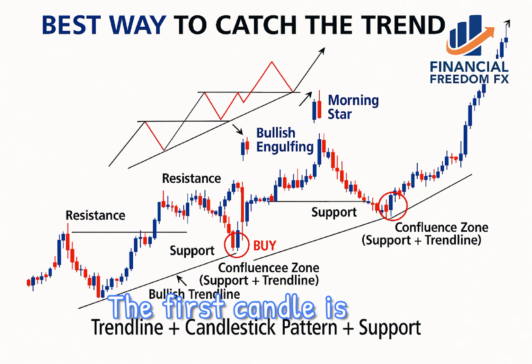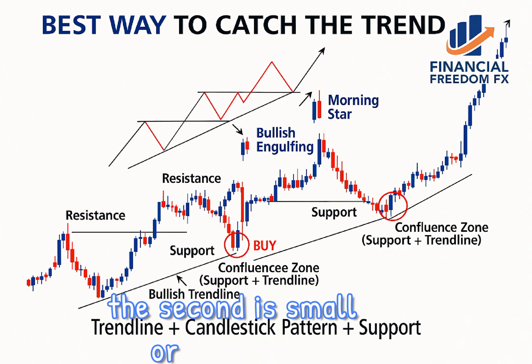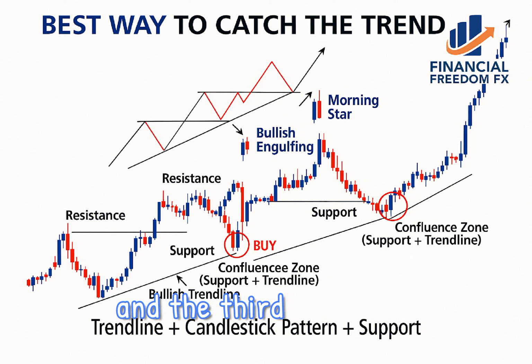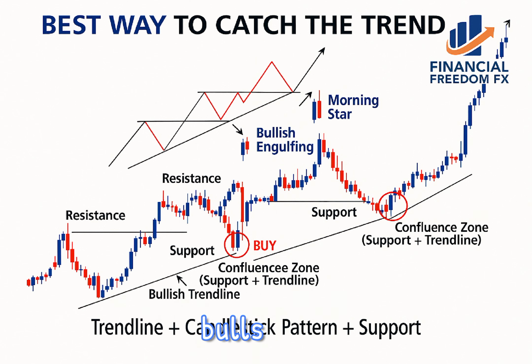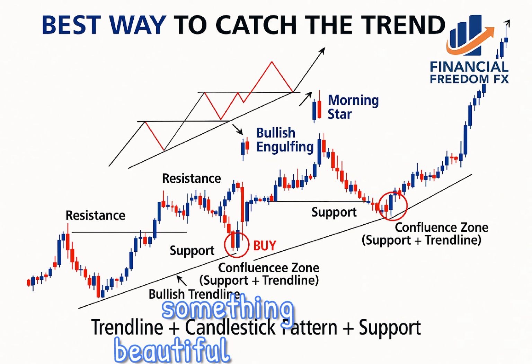The first candle is bearish, the second is small or indecisive, and the third is a strong bullish candle. This is our second buy zone. The pattern confirms that bulls are ready to push price up again. The market now makes another higher high and then pulls back again. But this time, something beautiful happens.